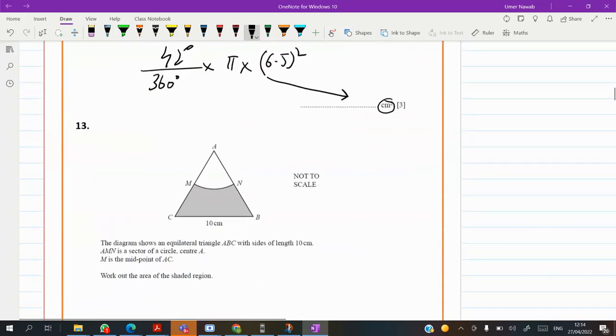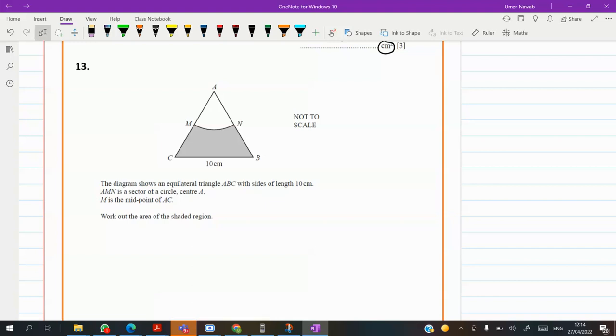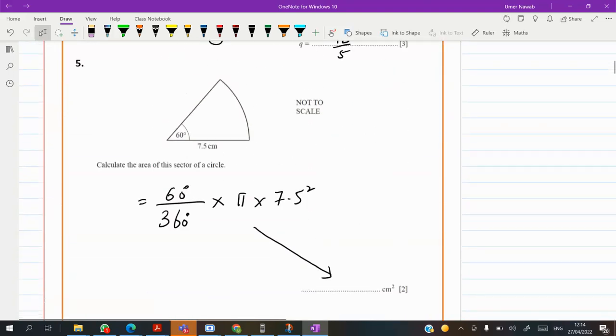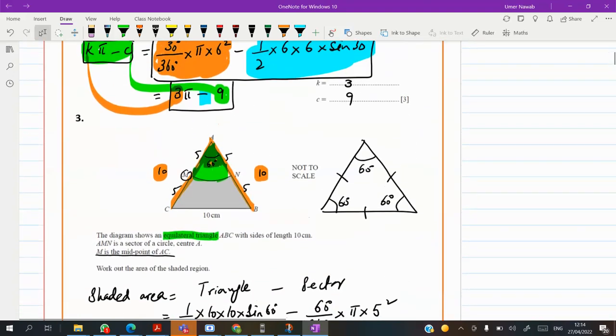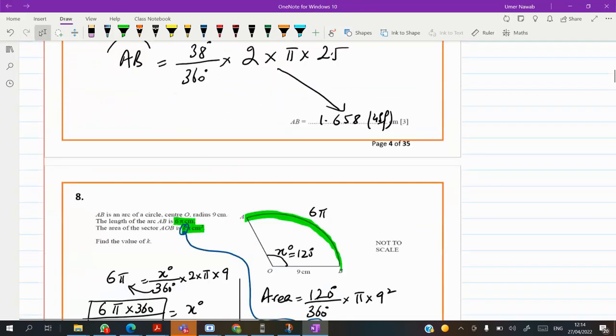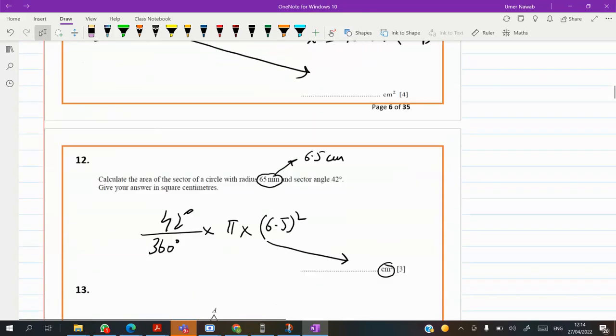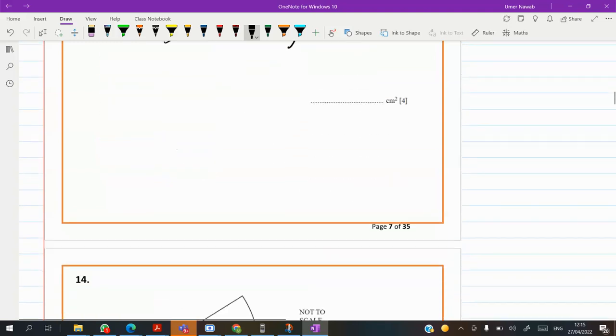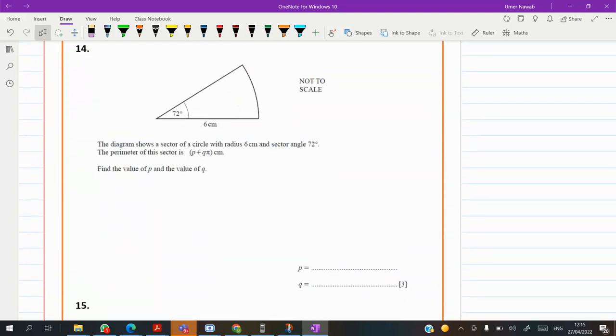Anyways, guys, next question number 13. We want this area. Did we solve this question before? Let me check it. Yes, we did this question before, so I'm skipping it. It is already done. Now come to this. Seems like it is also done, but let's do it again.